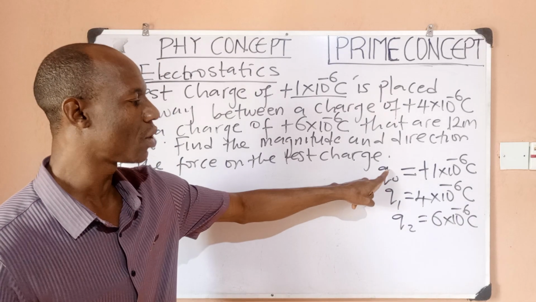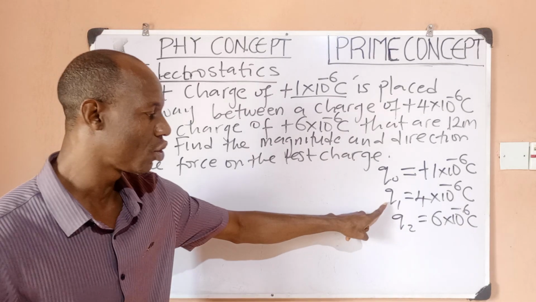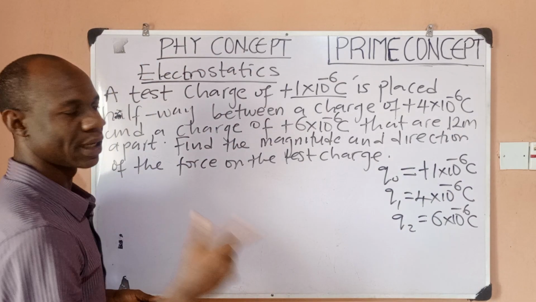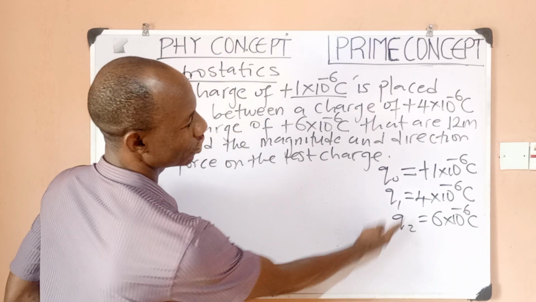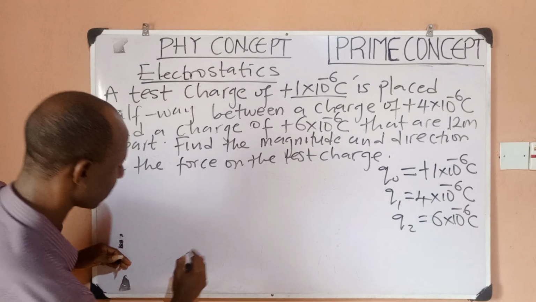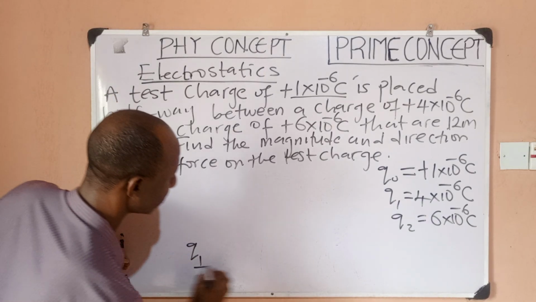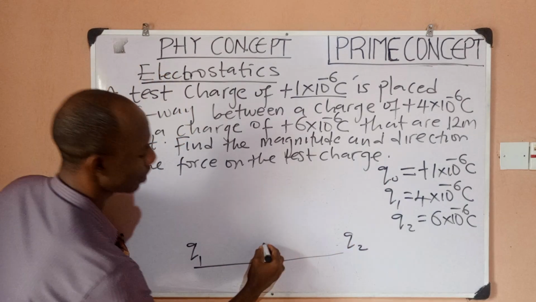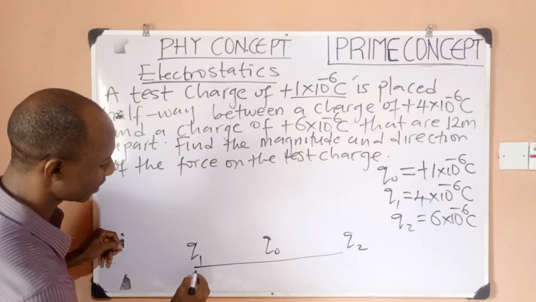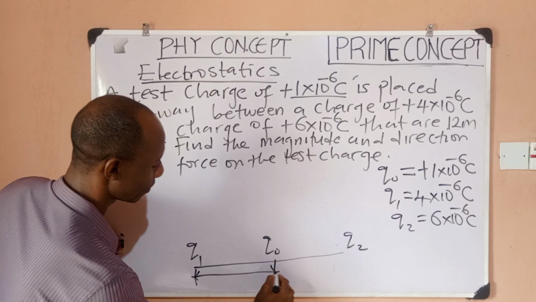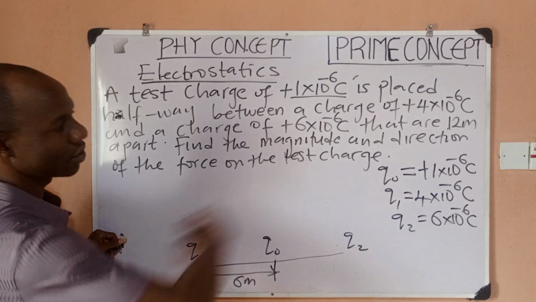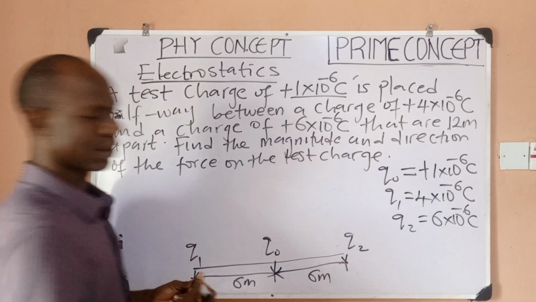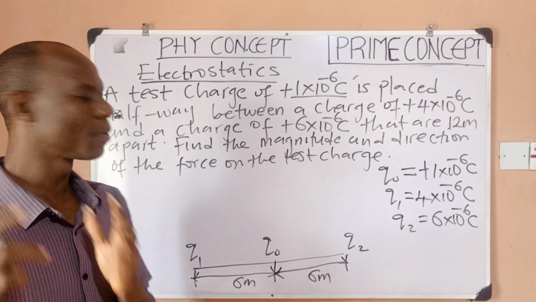And the question says Q naught is placed halfway between Q1 and Q2 that are 12 meters apart. That is to say the distance between Q1 and Q2 is 12 meters. So I'm going to draw that. I'll call this Q1, then this is Q2. Q naught is placed halfway, so I'll place Q naught here. What it simply means is that the distance from here to this point is going to be 6, since the whole distance is 12. The distance from this to this is also going to be 6, so that when you add 6 plus 6, it gives you 12.